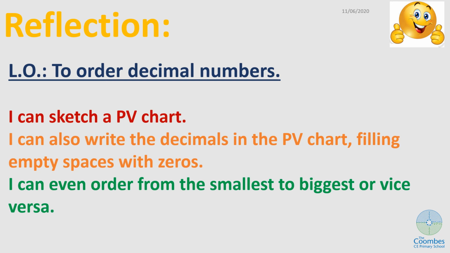Now, were you able to sketch place value charts? Were you also able to write the decimals in the place value chart, filling in empty spaces with zeros? Were you even able to order from smallest to biggest or vice versa? If you were able to do all of those things, then well done, you can order decimals.